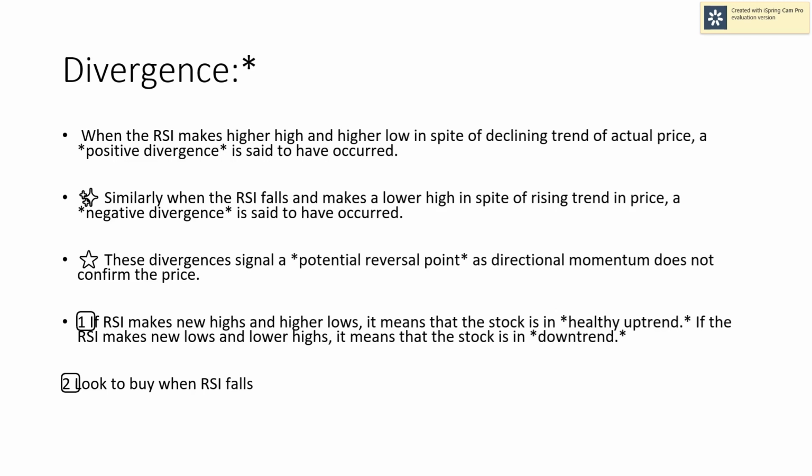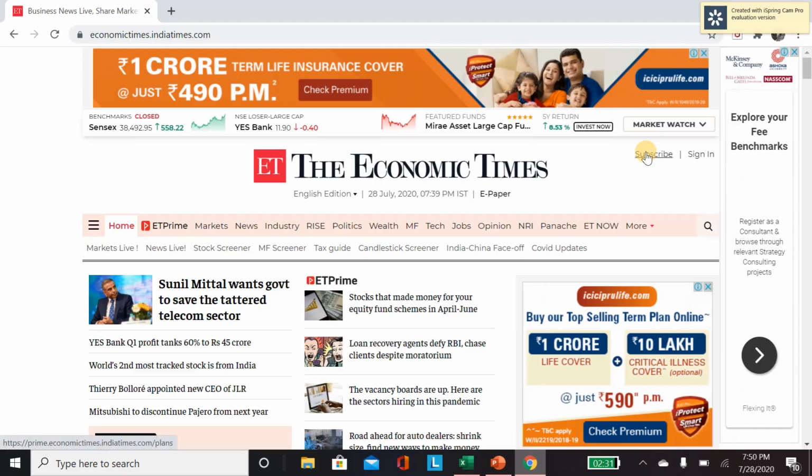If RSI makes new highs and higher lows, it means the stock is in a healthy uptrend. If the RSI makes new lows and lower highs, it means the stock is in a downtrend. Look to buy when RSI falls. Now let's go to the chart and see this with an example.